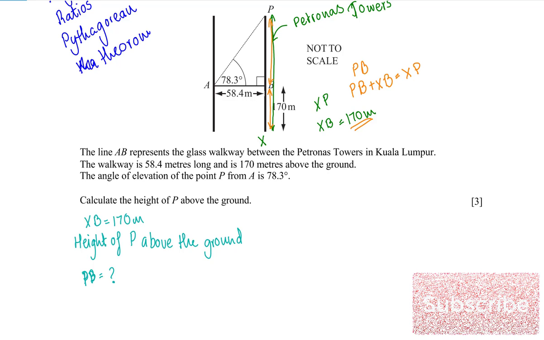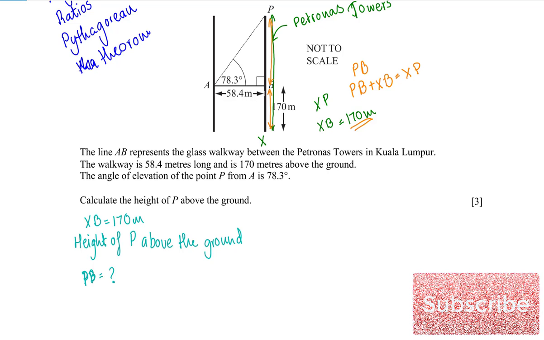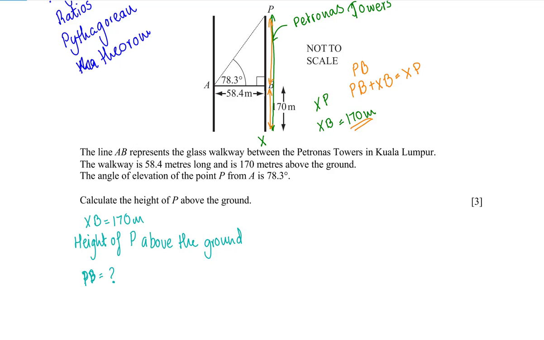So you can see over here that we have two values. We have the value of the angle of elevation from point A to P, which is 78.3 degrees, and we also have the value of one of the sides. And remember, this is a right angle triangle, so therefore this over here is the hypotenuse. I suppose this is how we write it, hypotenuse.